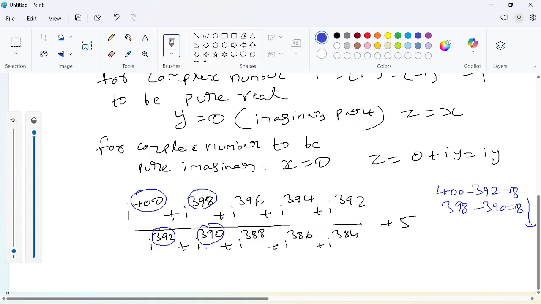Now what do you do? Very simple. In the numerator, see the common difference, the power difference is 8. Now take i power 8 as common.